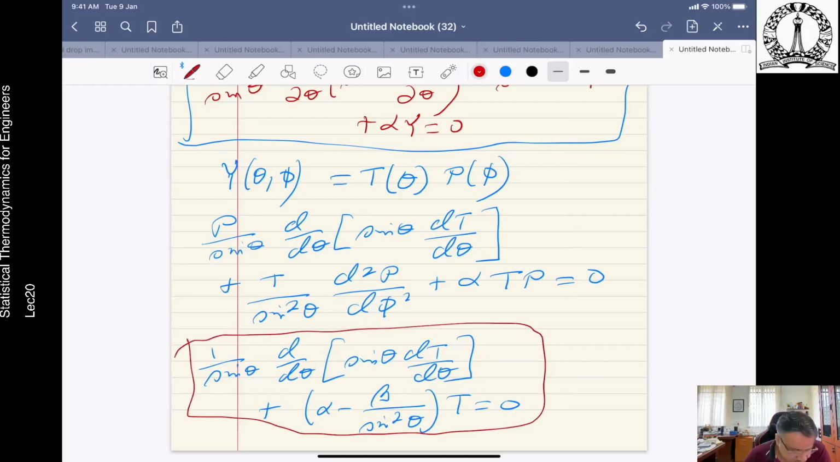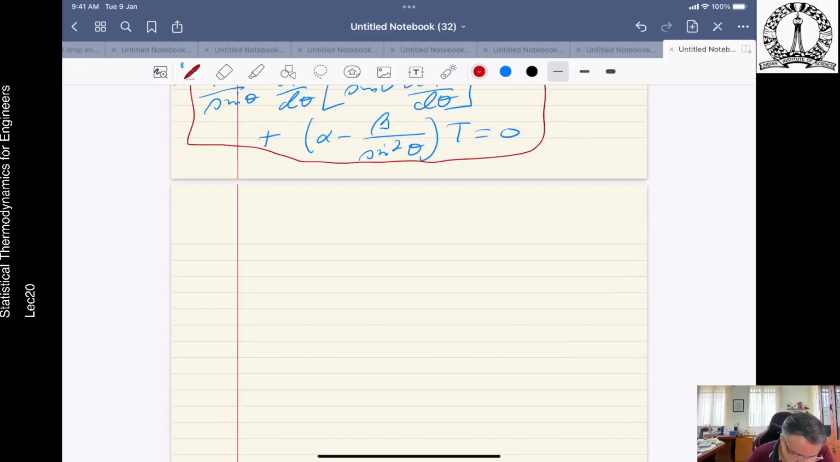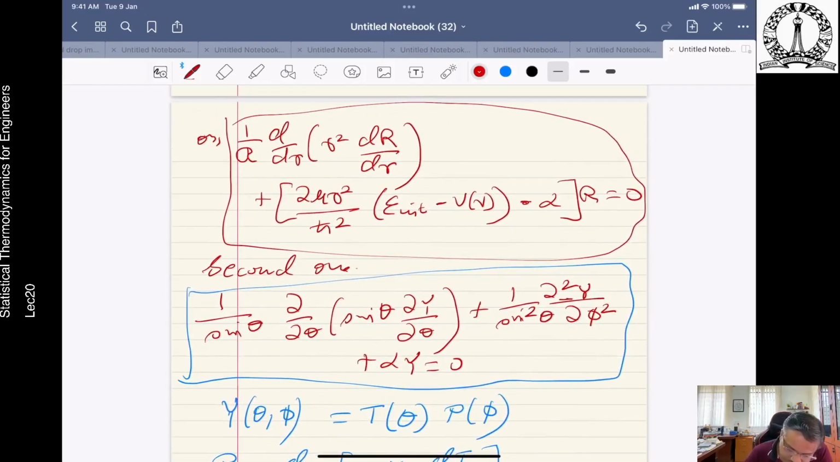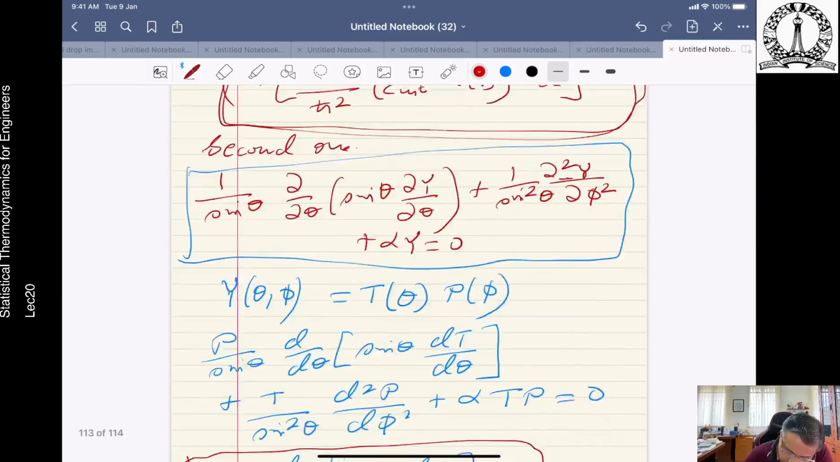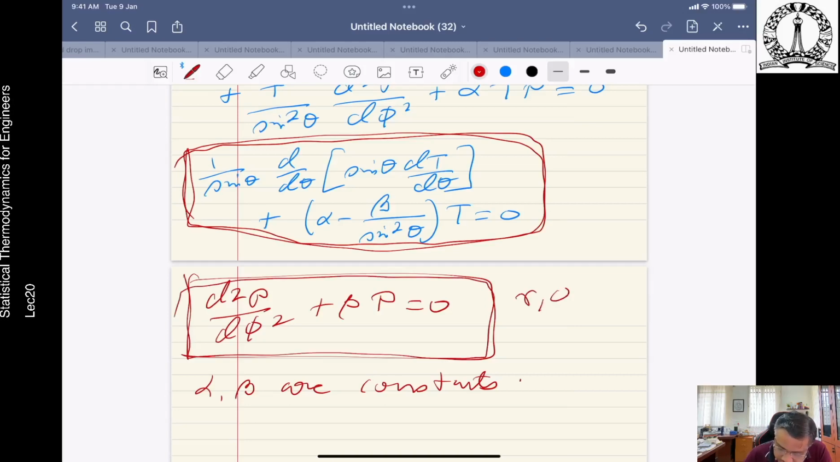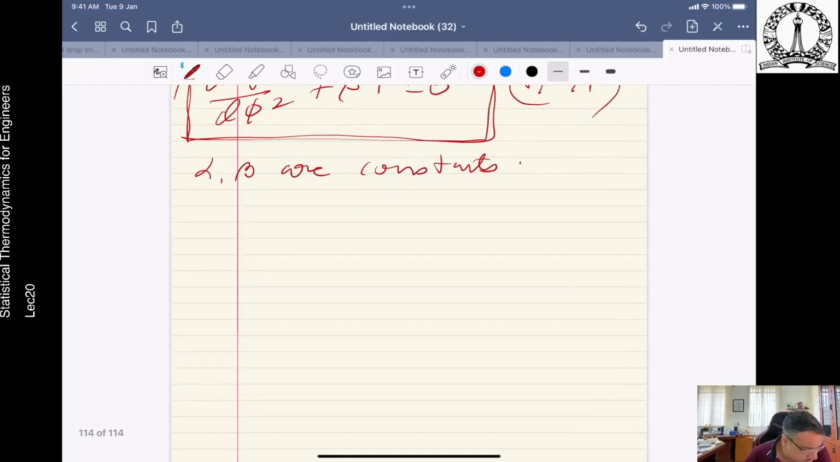All right, equal to 0. And the other expression is d squared P by d phi squared plus beta P equal to 0. So as you can see, this is the third one. So as you can see, alpha and beta are constants. So how many equations did we get? We got this expression, which was a function of r. Then we got this expression, which was a function of theta, and this expression, which was a function of phi, because of r, theta, phi. Okay, three expressions, and out pops two constants, alpha and beta.